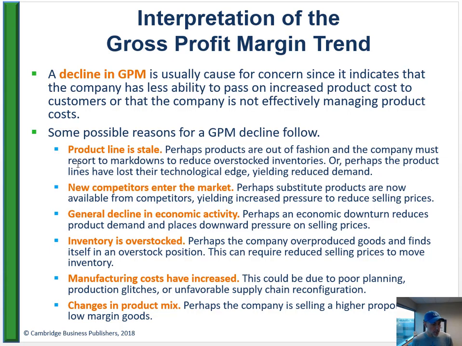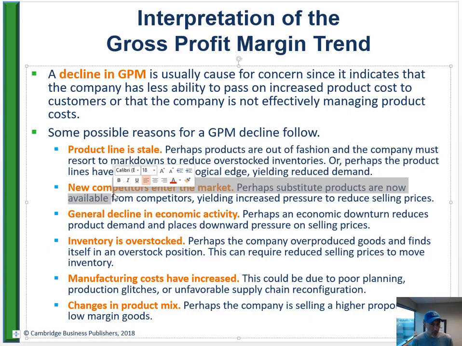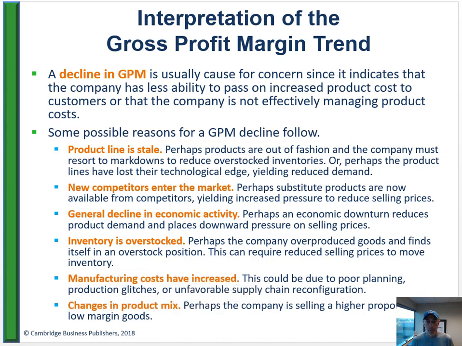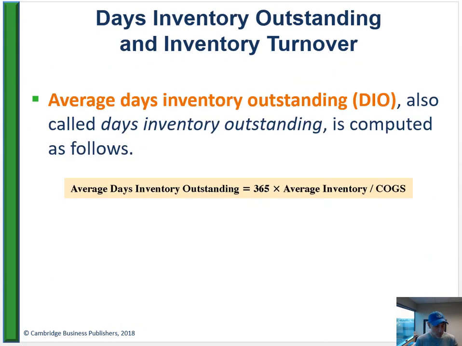And you can see that gross profit margins can result from discounting by the manufacturer, increased competition. They could result from just a recessionary environment in the economy, inventory that's overstocked, so oversupply, in an inflationary environment where manufacturing costs have increased, or maybe it's something as simple as changes in product mix. So be on the lookout for those when you see changing gross profit margins.